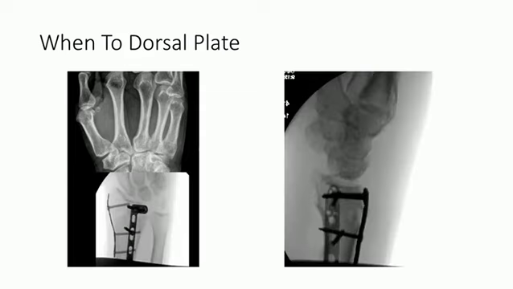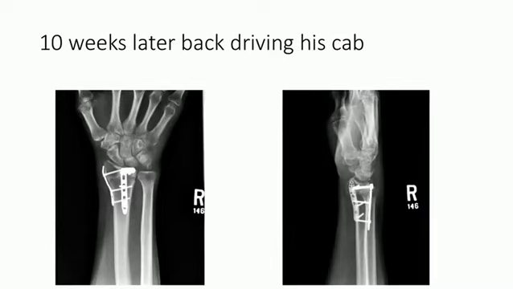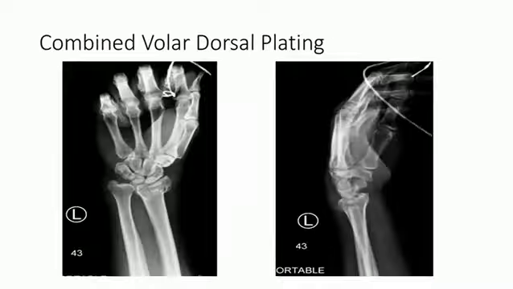And that's what this looks like here. That plate is put there specifically to push the dorsal comminution back in its home. Why is that important? Because it's got the ligaments attached to it. And now the hand is sitting in its home. We see this patient 10 weeks later. He's back driving his cab and he's doing pretty well.